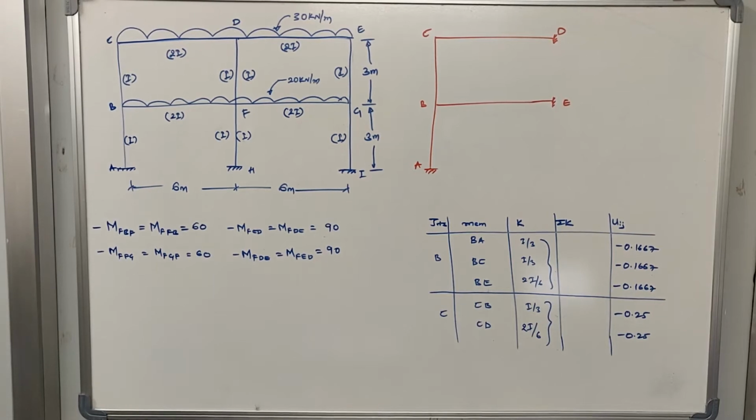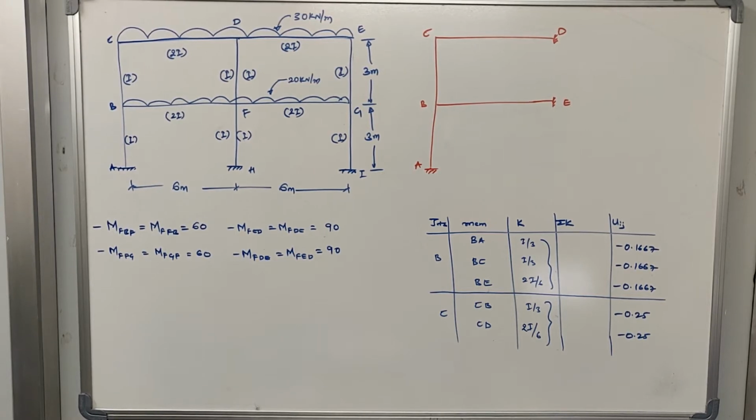So this is another frame which we are going to solve now using the Kani's method. Now again, with all the basic criteria of sway, we will try to understand whether this frame is supposed to sway or not. First condition is to observe whether there is a horizontal force. So there is no horizontal force, so there will be no sway because of the horizontal force.